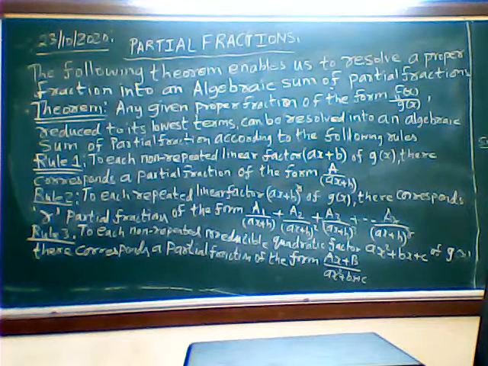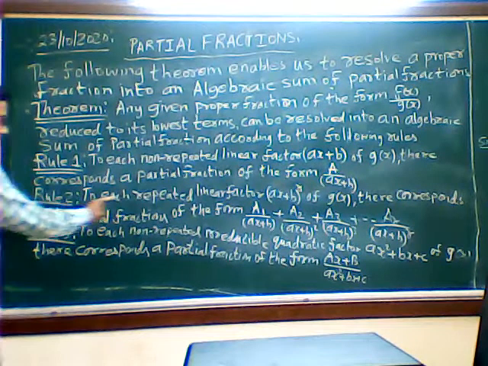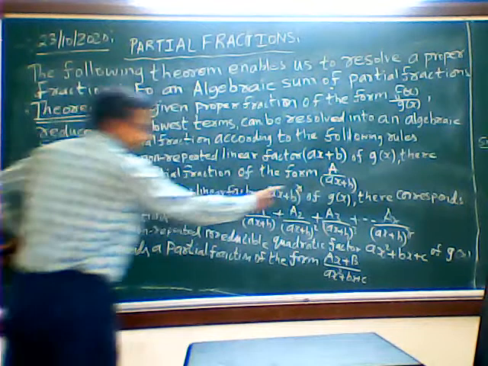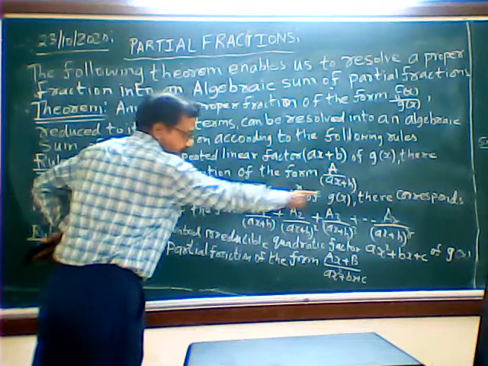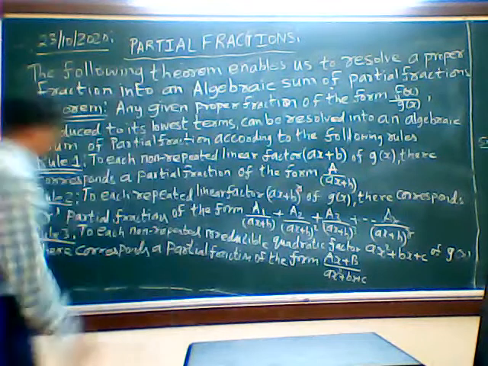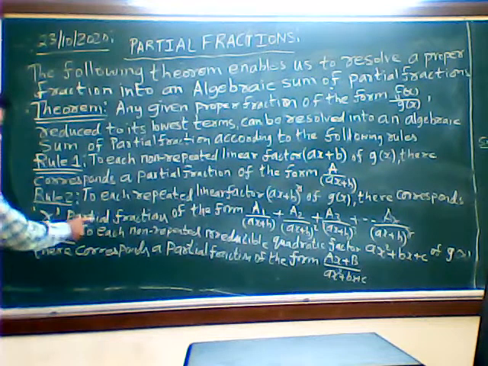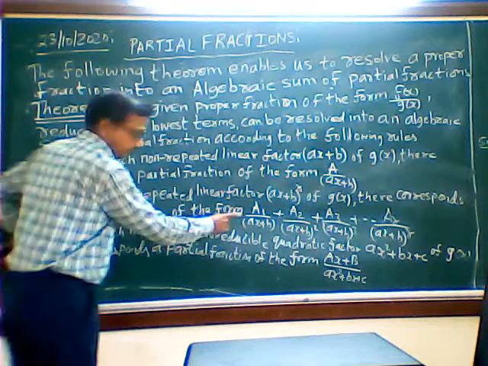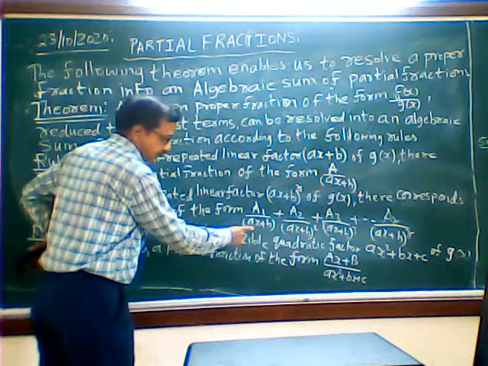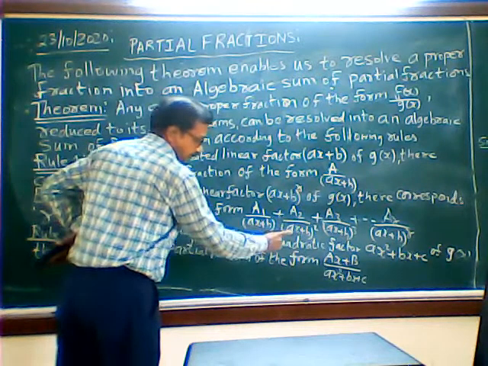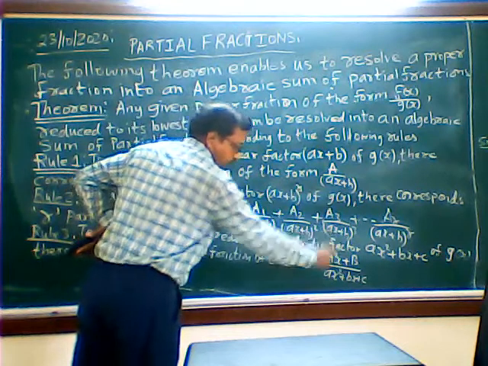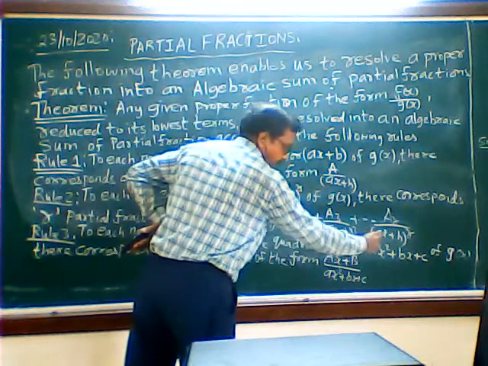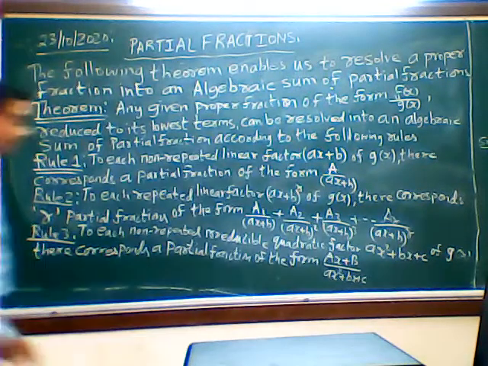Second rule: to each repeated linear factor ax plus b raised to r of g of x, there correspond r partial fractions of the form that I have given here: A1 upon ax plus b plus A2 upon ax plus b whole square plus A3 upon ax plus b whole cube plus dot dot dot Ar upon ax plus b whole bracket raised to r.